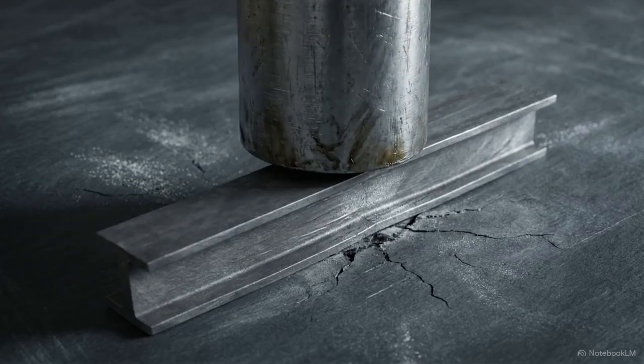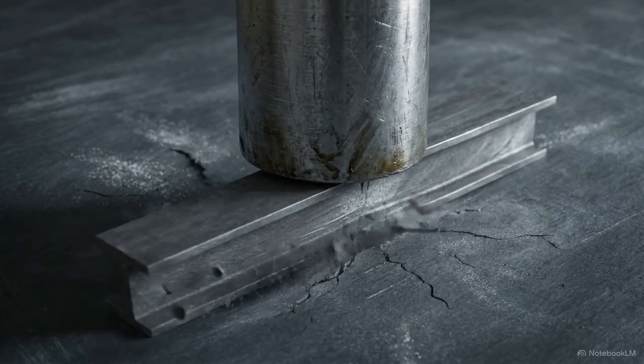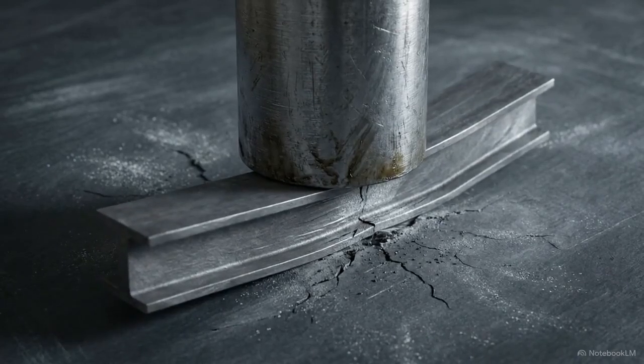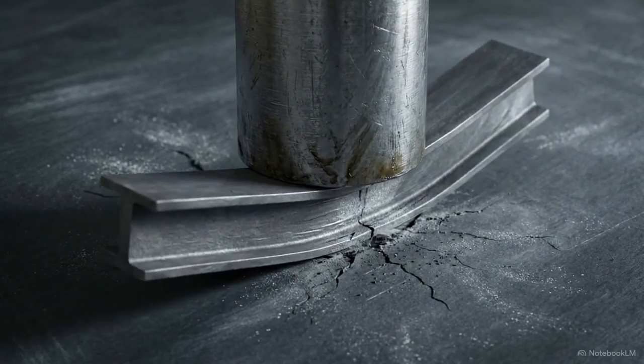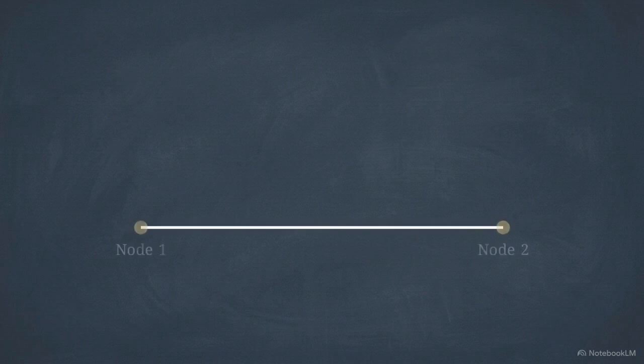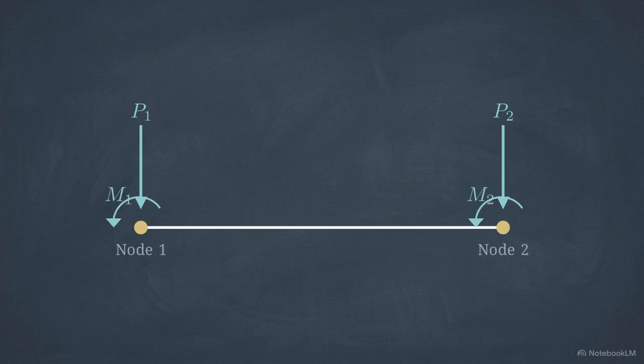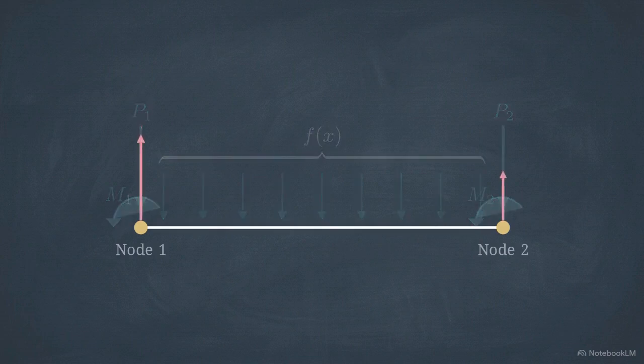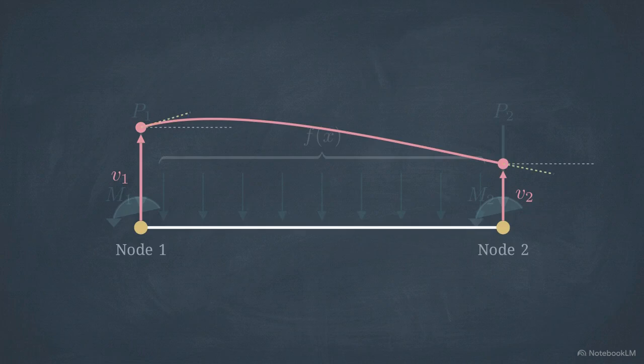When thousands of pounds of pressure bear down on a steel support, knowing precisely how it will bend is the difference between structural integrity and failure. This isolates the basic analytical unit, a two-dimensional beam element defined by end nodes, vertical point loads P, and concentrated moments M. Adding the continuous lateral force F of x across the length, we solve for two nodal variables, vertical displacement V and rotation angle V'.